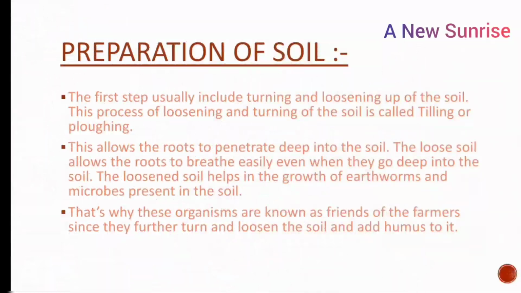Next comes preparation of soil, which is the first step of agricultural practices. The first step usually includes turning and loosening of the soil. This process of loosening and turning of the soil is called tilling or plowing. Before sowing the seed and all the other processes, we need to prepare the soil. We have to turn it and loosen it so that the roots can penetrate deep into the soil.